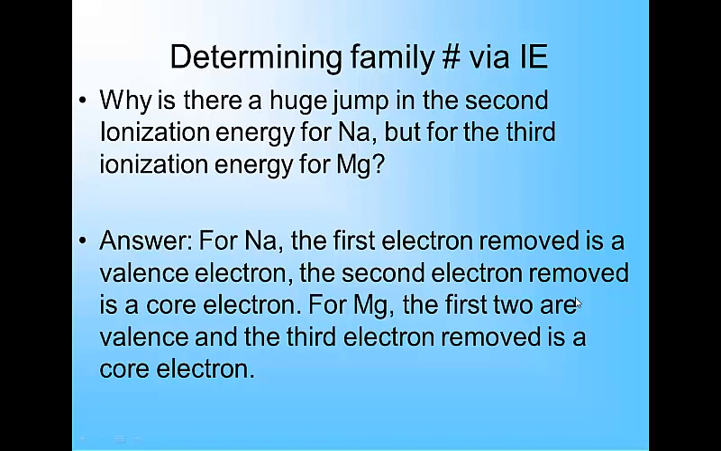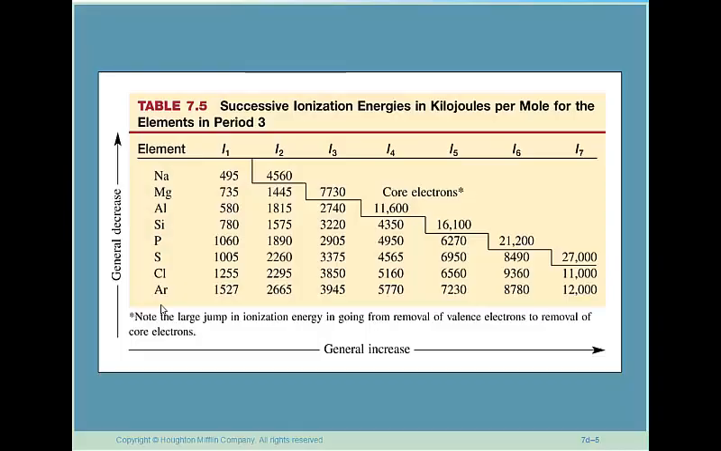The answer is sodium, that first electron removed, is a valence electron. So not only is the second ionization energy going to increase, it's going to increase substantially because now you're removing a core electron. So the minute you start digging into core electrons, the jump in ionization energy is enormous. For magnesium, the first 2 are valence electrons, so the second ionization energy increases, yes. But that third one increases substantially.